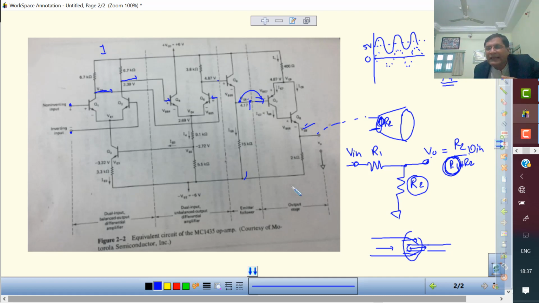So there is nothing like which one is good and which one is the bad one.